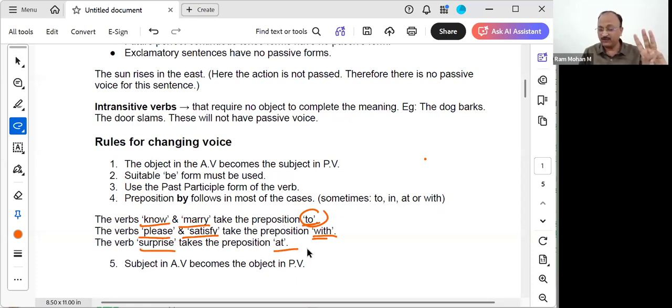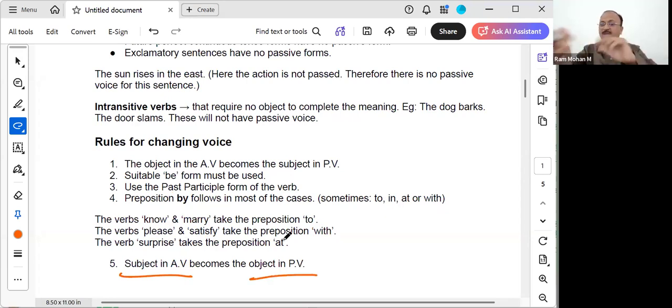These are the rules that we have to remember. In all other cases, that means the majority of them, we will be using by only. It is not compulsory that everywhere we use by, to, with, and at. Only under these conditions will we use to, with, and at. Okay. Now, what happens to the subject? The object becomes the subject. The subject in the active voice becomes the object. That's it. They get interchanged.